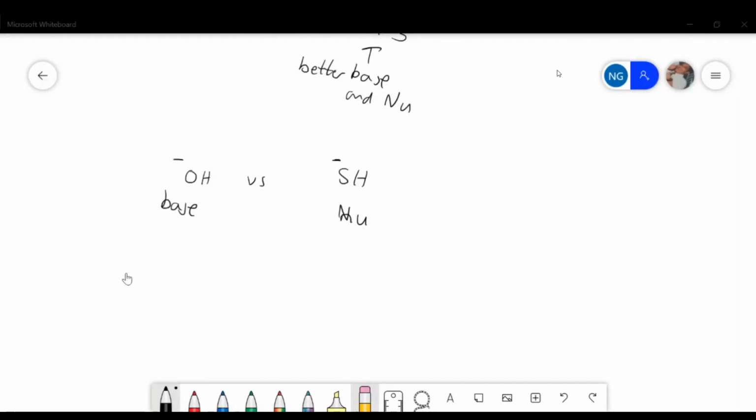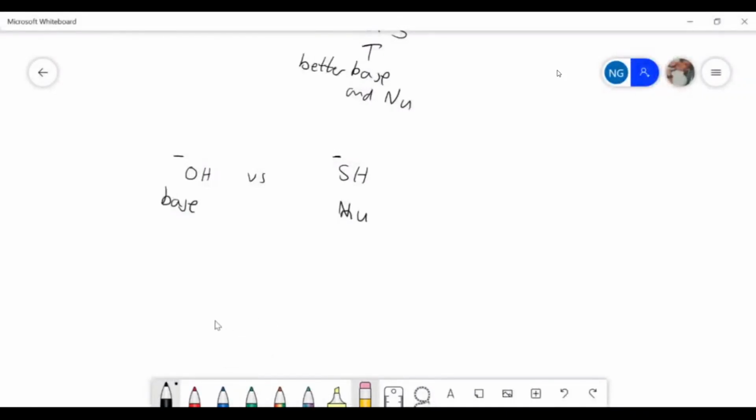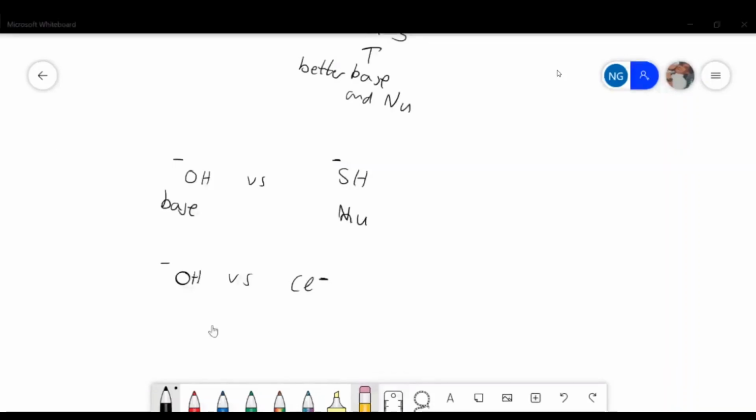I asked for which one's more stable. So you guys think that OH minus is more stable, just to confirm. Okay, let's take a step back. If I compare OH minus versus Cl minus, which one do you guys think is more stable? Let's think about it.